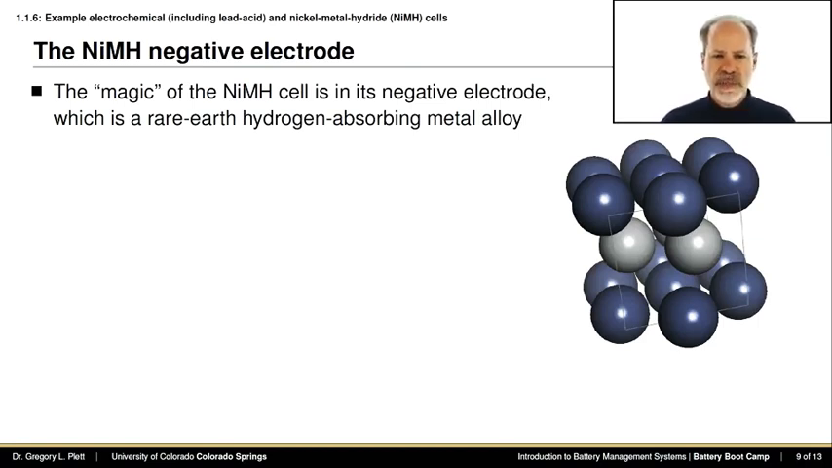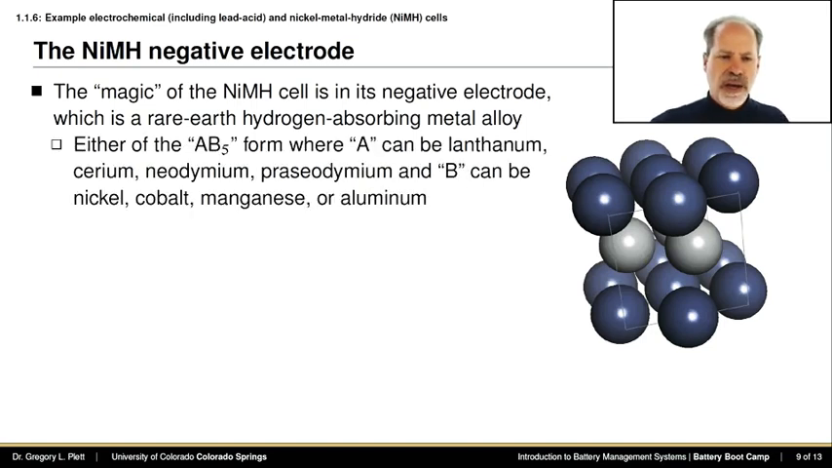The electrode is some kind of a rare earth hydrogen absorbing metal alloy, and there can be different structures used. For example, a structure in an AB5 format where A can be lanthanum or cerium or neodymium or praseodymium, and the B can be nickel or cobalt or manganese or aluminum.